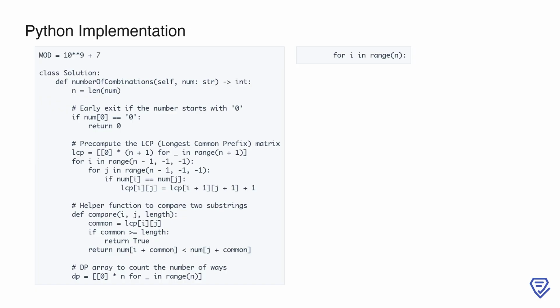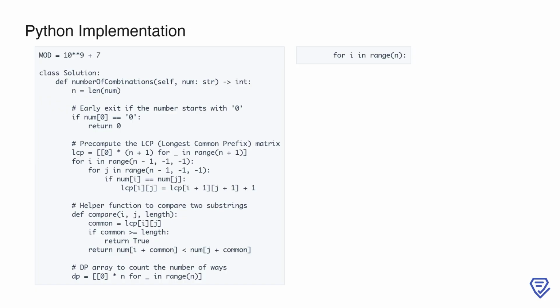We then initialize a two-dimensional array LCP, which stands for longest common prefix. This matrix helps us compare substrings efficiently later on. The matrix is initialized with zeros and has dimensions n plus 1 by n plus 1. After initialization, we fill the LCP matrix by iterating backwards through the string. Whenever characters at positions i and j match, we compute the longest common prefix by referencing the diagonal value LCP[i plus 1][j plus 1] and adding 1. This matrix is critical for optimizing substring comparisons in the next steps.